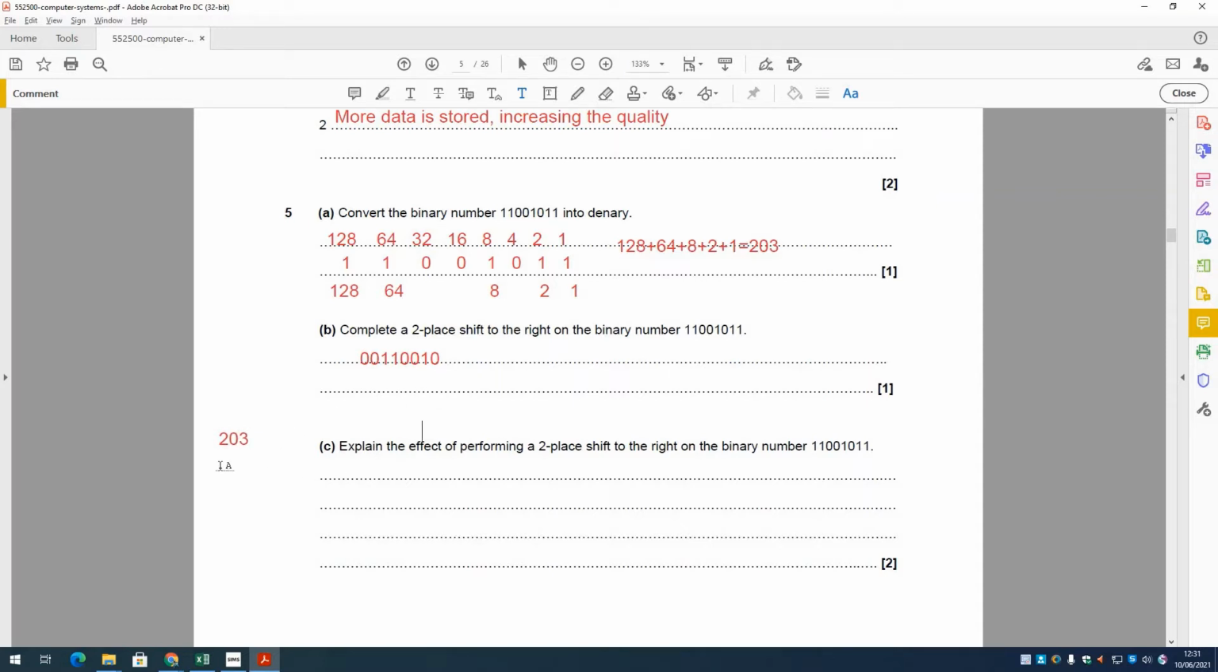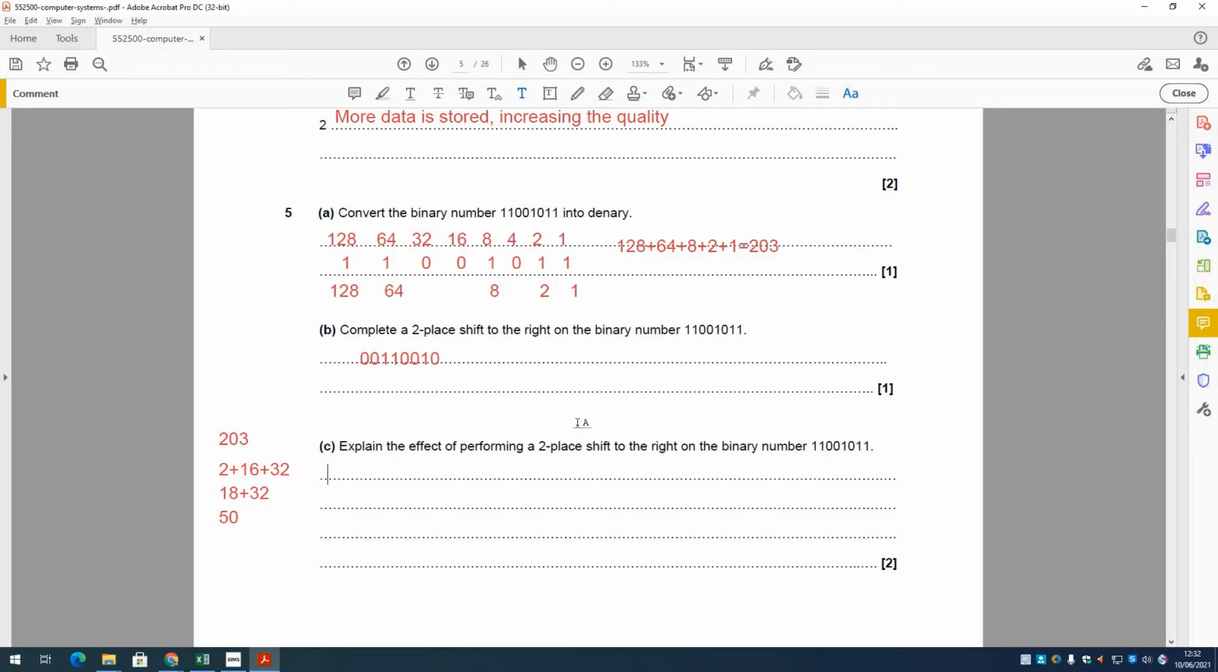So we've got 2 plus, so we've got 1, 2, 4, 8, 16 and 32. If we add them all together, we've got 18 plus 32, which is going to give us 50. So basically, we've gone from 203 down to 50. When you shift the number to the right, it actually divides by 2. And when you shift it to the left, it doubles. So it's just halving and doubling.